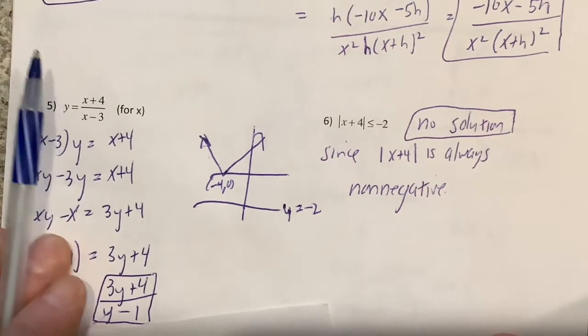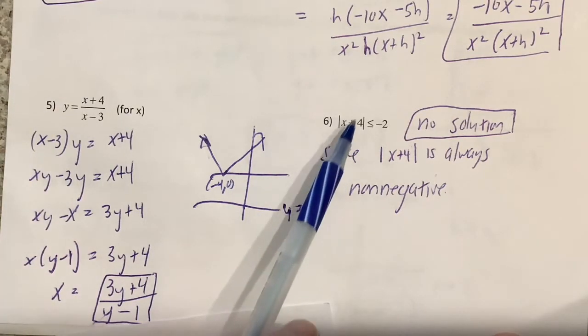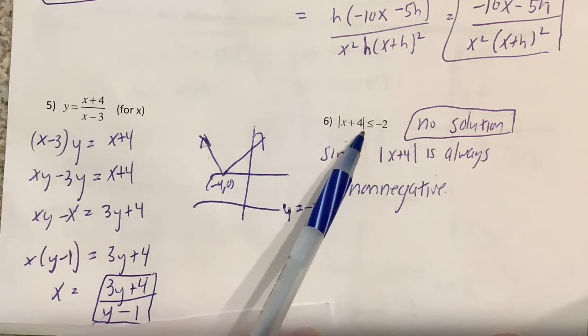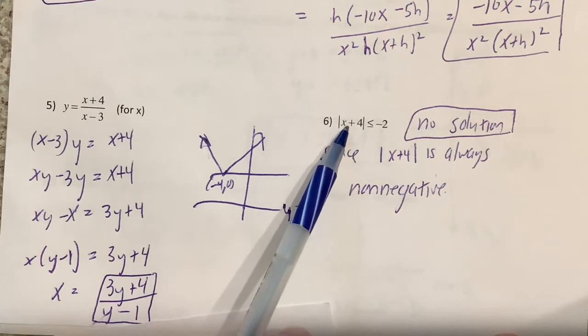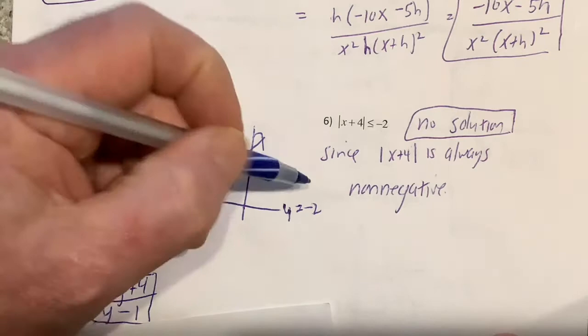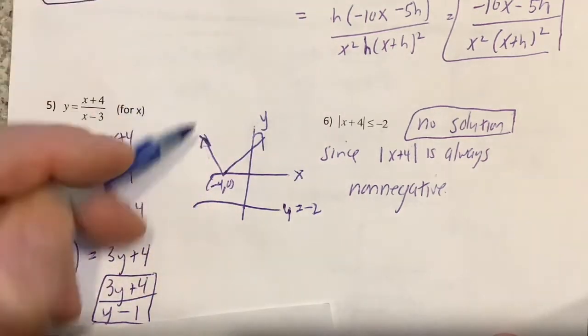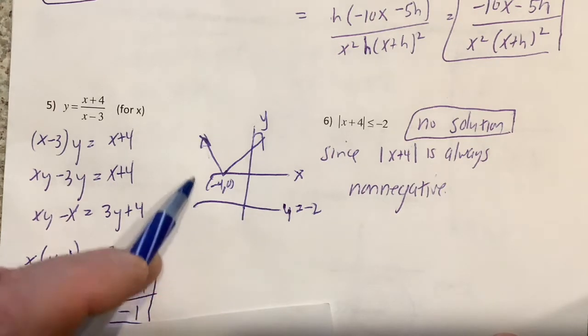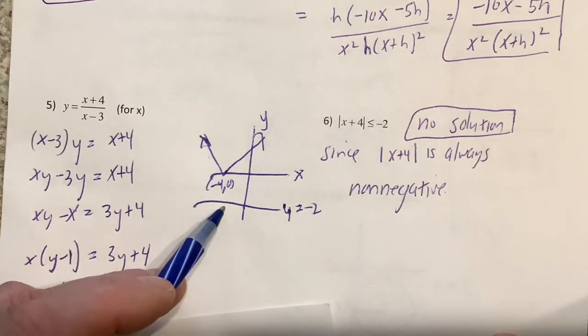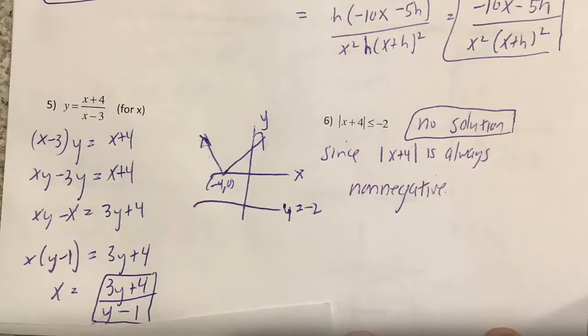Now this is a sneaky one. This has no solution because the absolute value of something can never be less than a negative number. Remember, the absolute value of something is always greater than or equal to 0. Graphically, if this were the absolute value of x plus 4, and this is the line y equals -2, when is this graph below this one? The answer is never. So that's another way to think of it.